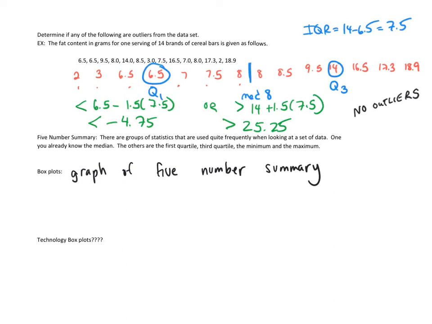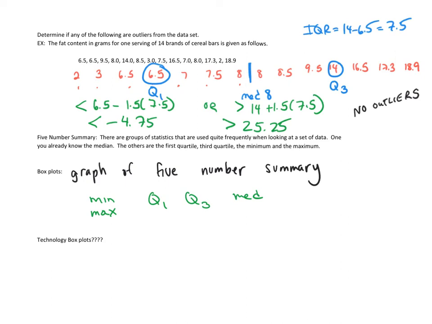So I'm going to try to graph the 5-number summary, which remember is the min, the max, Q1, Q3, and the median. And the goal of this is, a box plot is trying to look at how spread out is the whole data set and how spread out is the middle 50%.